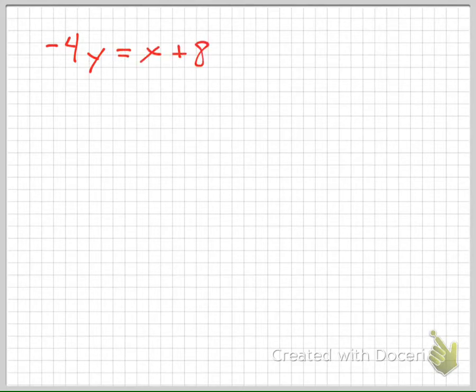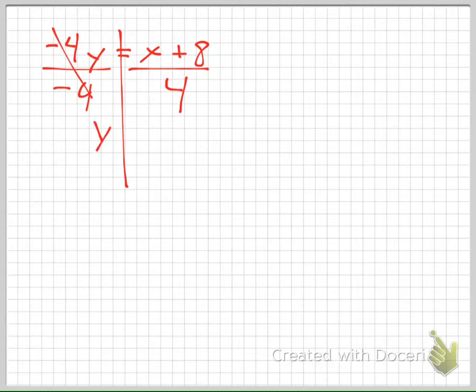Okay, is this in slope-intercept form? No. Why not? The y is not alone, right? He's being multiplied by negative 4. So that's easy. If he's being multiplied by negative 4, how do I get him alone? I don't add 4. He's being multiplied by negative 4. I need to divide by negative 4. They're gone. Y equals. Now, oh boy, that's a mess.